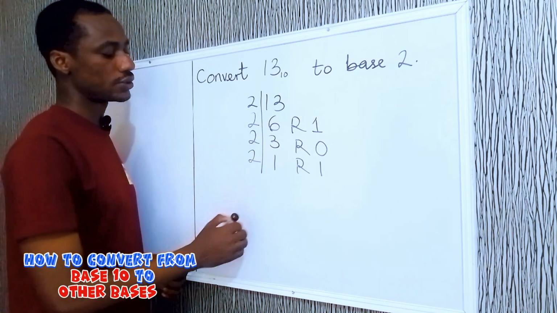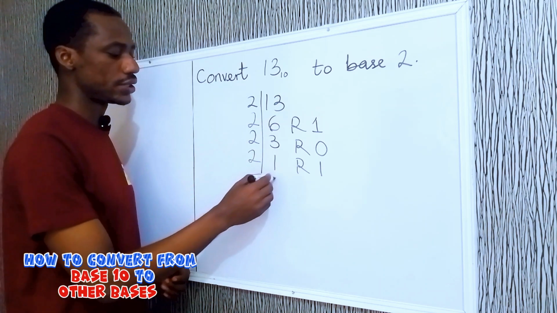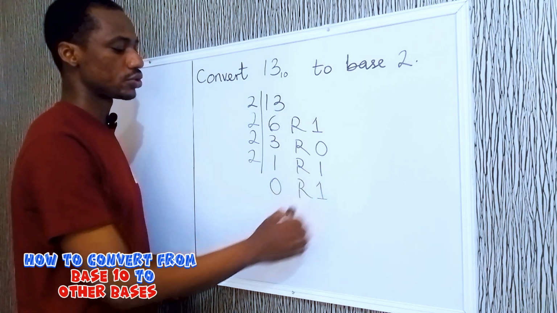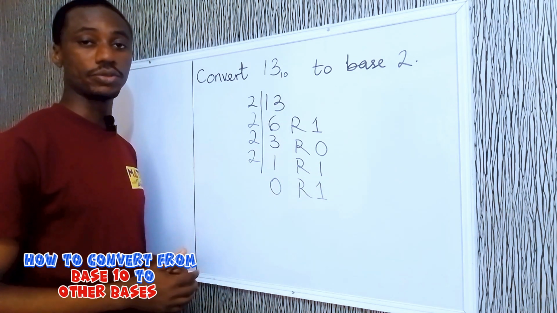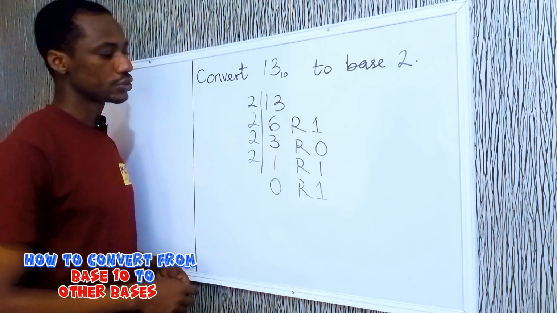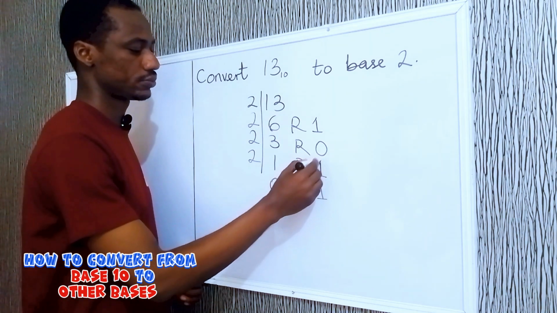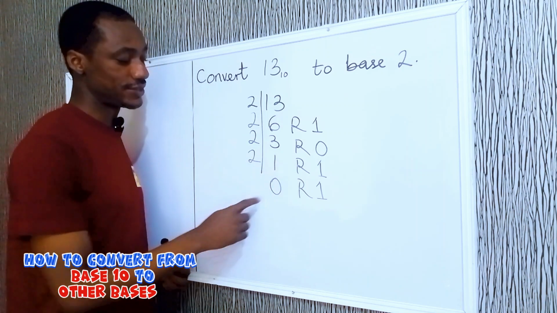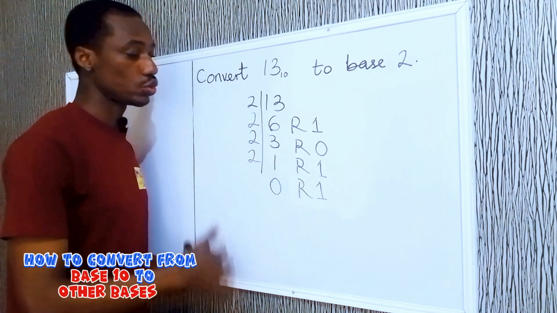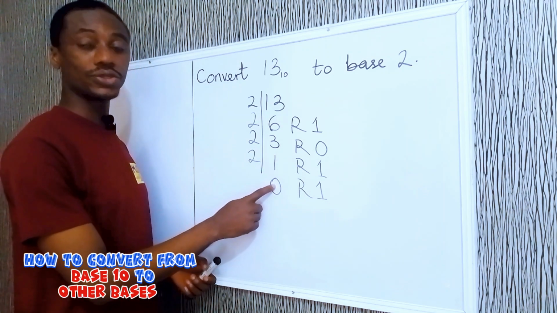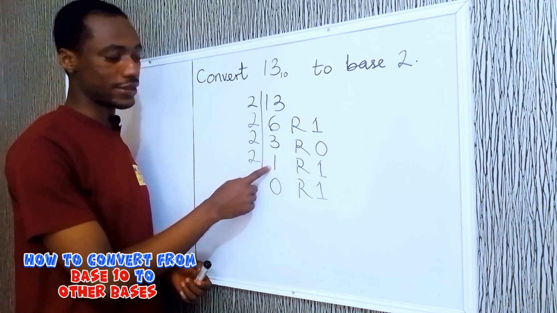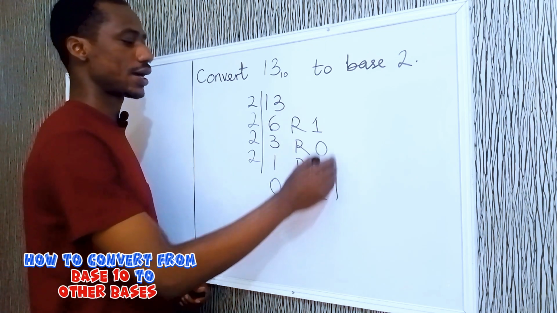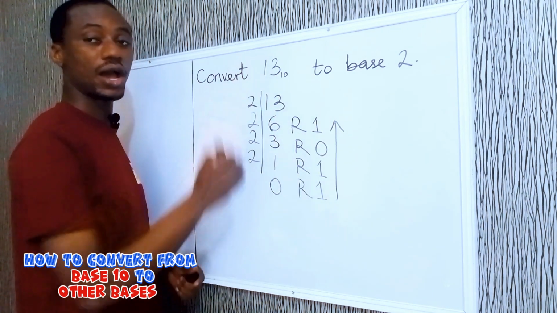Then 2 in 1, how many 2's can we get in 1? It is 0, remainder 1. So we reduce everything until we get to 0. So 2 in 1 is 0, remainder 1. And then we pick our answer from bottom up.